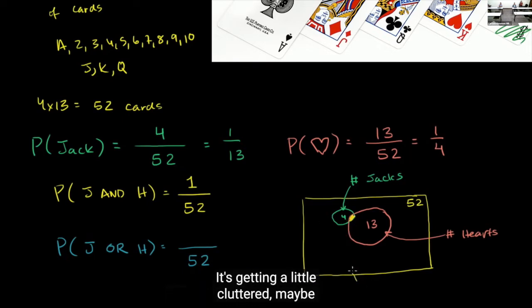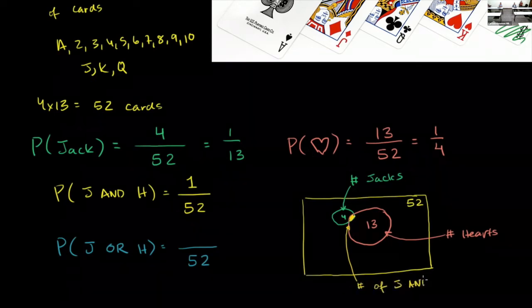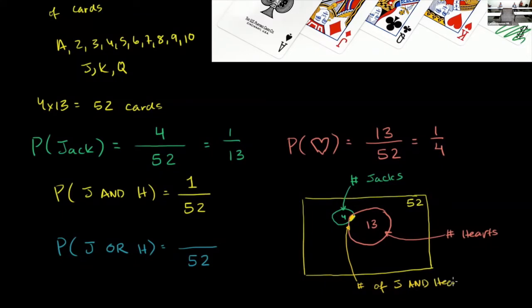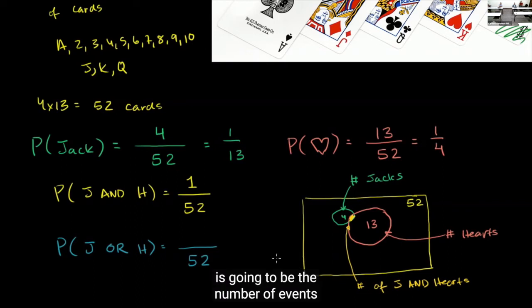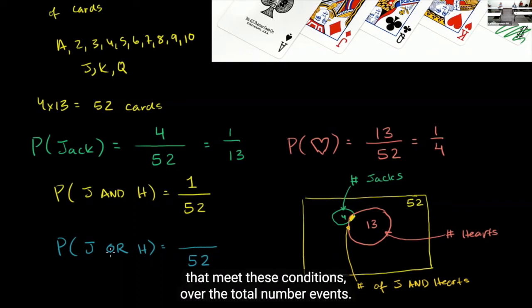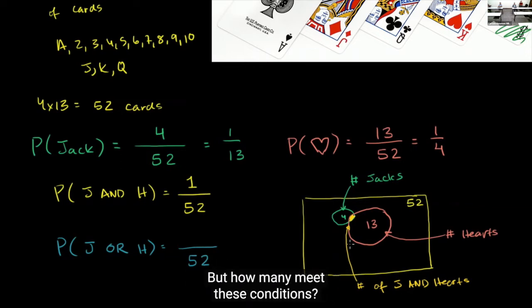So let me draw a little arrow there. Getting a little cluttered. I should draw a little bit bigger. Number of jacks and hearts. And that's an overlap. So what is the probability of getting a jack or a heart? So if you think about it, the probability is going to be the number of events that meet these conditions over the total number of events. We already know the total number of events, 52, but how many meet these conditions?